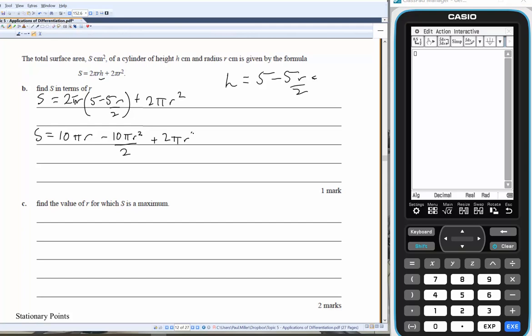Plus 2 pi r squared. Let's rewrite this as 10 pi r take away 5 pi r squared plus 2 pi r squared, and we'll just collect those two up and say that S is equal to 10 pi r take away 3 pi r squared. All right, now did I have to do that? Probably not, don't know. I think I would do it.